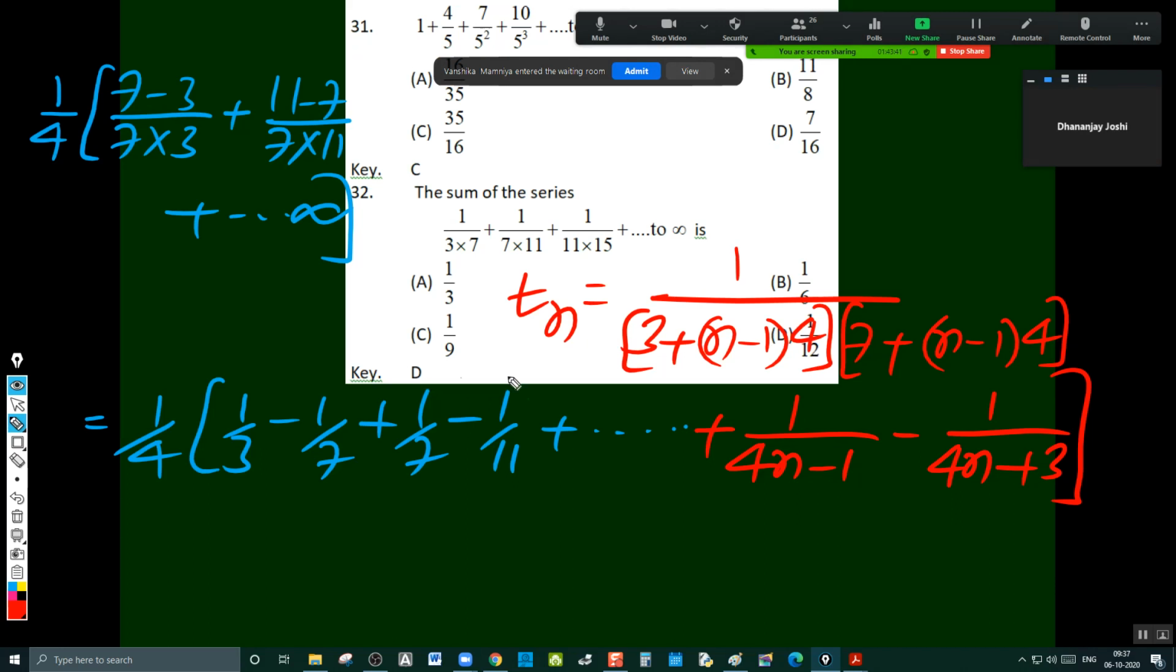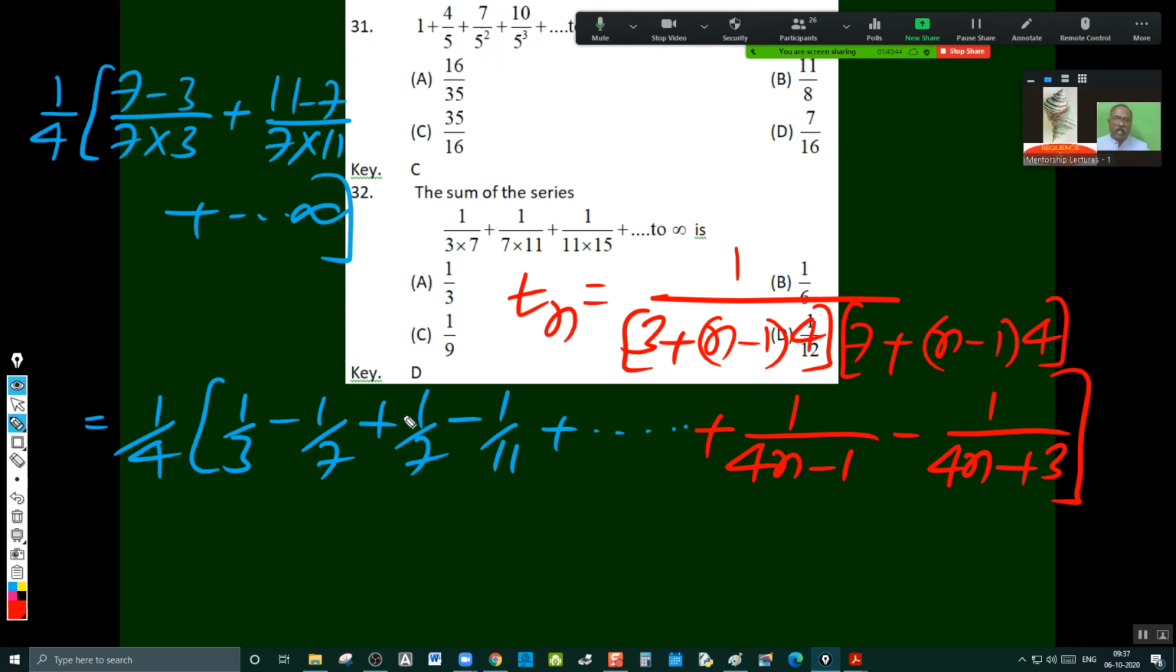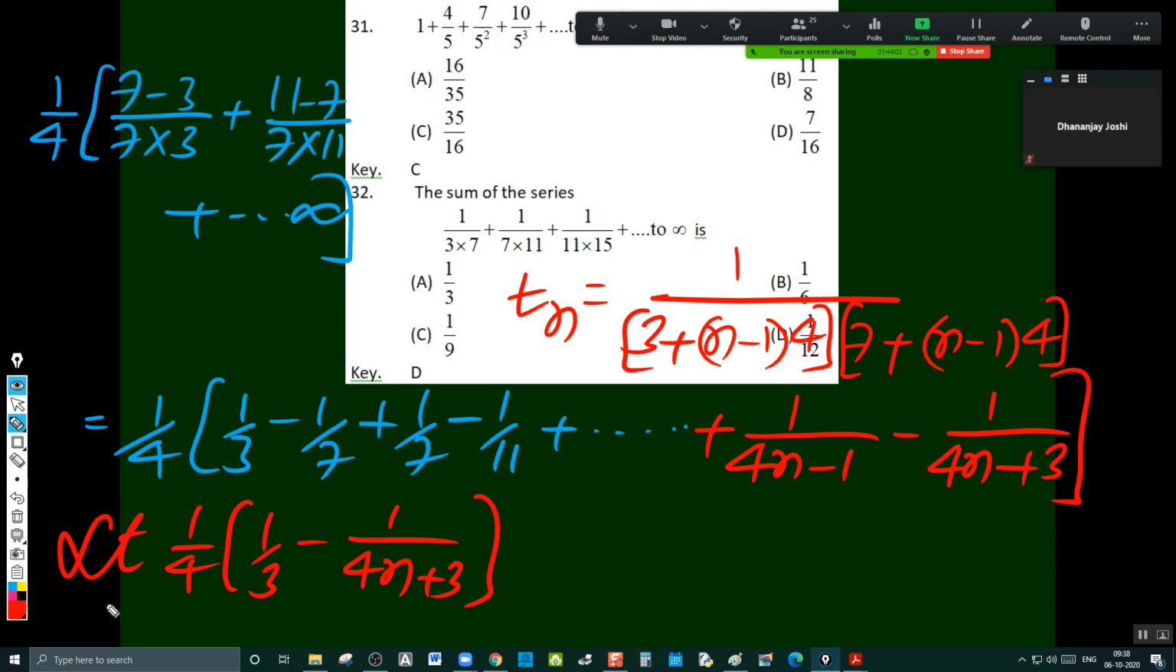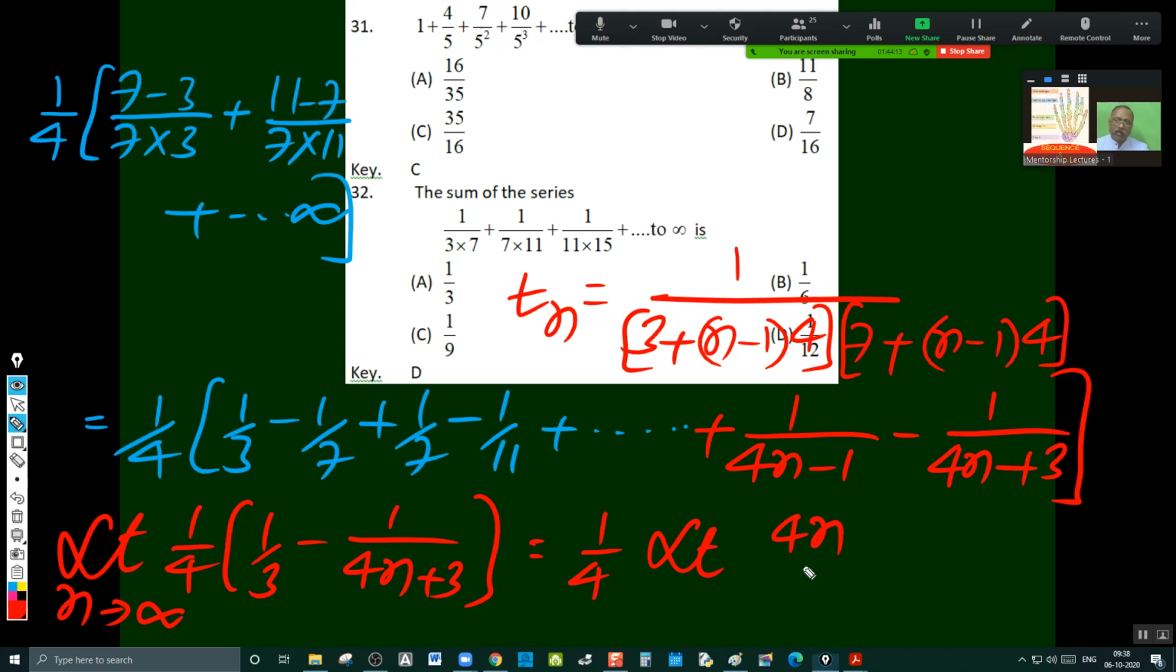It has become telescopic. That's what I'm saying. It is a telescopic series, please. So, what do you get finally? The limit of 1/4 of, write the first term minus the last term as n tends to infinity. This is what you have to understand. As n tends to infinity, bring that 1/4 out and limit of 4n plus 3 minus 3, 4n upon 3 into 4n plus 3 as n tends to infinity.